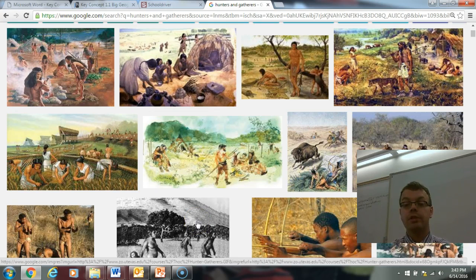By the way, they're no less intelligent than us. Hunter-gatherers are very intelligent. If you don't think a hunter-gatherer has to be intelligent, just go try to live in the woods with no tools or anything else for a month and we'll see how you do.